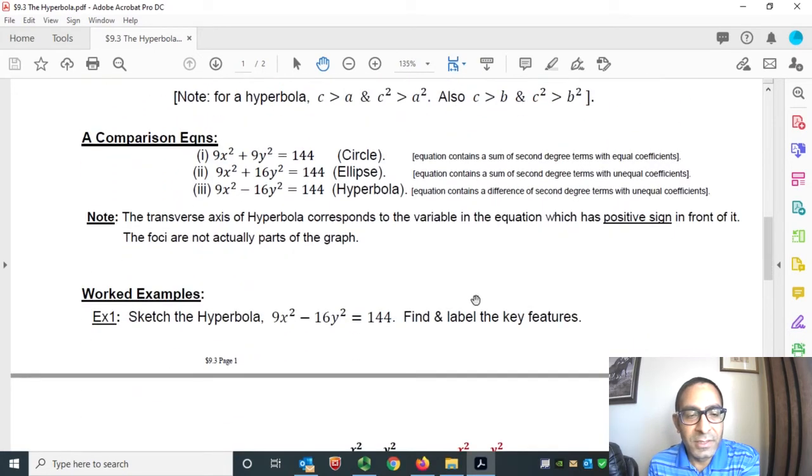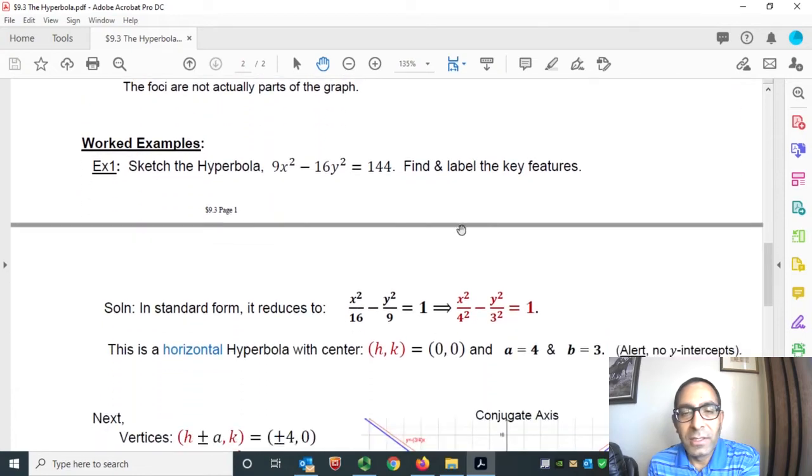Next, let me do some examples. Now let's do example 1. Sketch the hyperbola. The equation is given to us: 9x squared minus 16y squared equals 144. And also find and label the key features. Awesome. Now let's begin the solution.